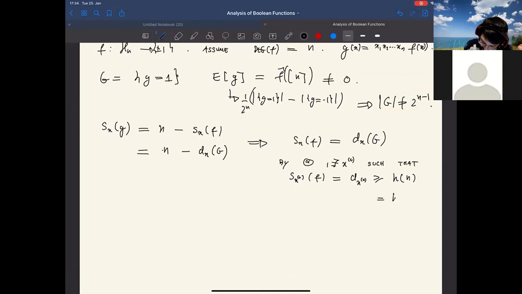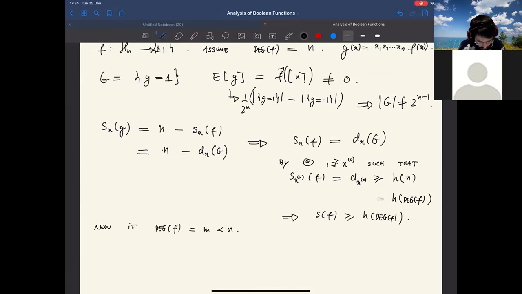But this is what? This is equal to the degree of f, if n is the degree of f. And that's less or equal. So that implies that the sensitivity of f is greater or equal than h of the degree of f. Okay, but now if the degree of f is some m which is less than n, what do we do?